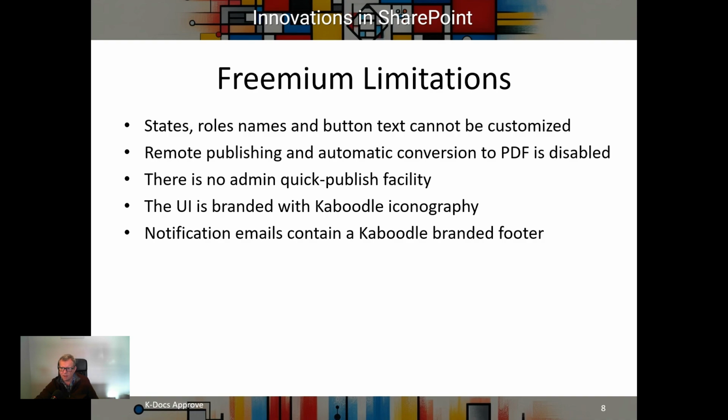There is also no quick admin approval. In the demo, I showed you how we could sidestep the formal process, and that might be useful if somebody spots a typo and you don't want to send the document around the whole process. So with the full product, there is that admin quick approval part. There is some branding and iconography in the user interface if you're a freemium product, but the main piece of branding is that the notification emails all have a Kaboodle footer. All of that goes away if you become a paid and licensed user.